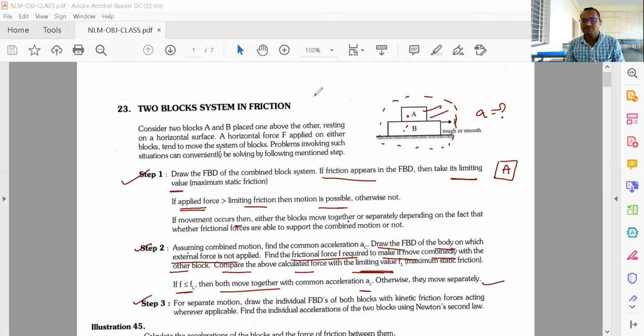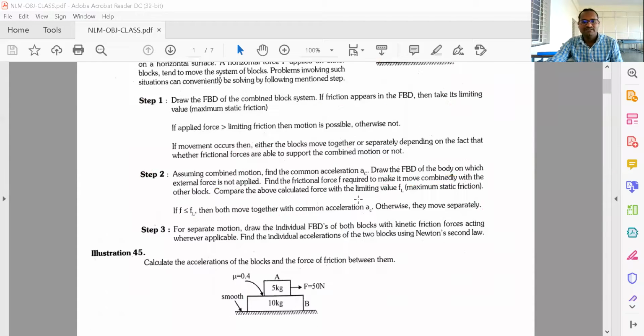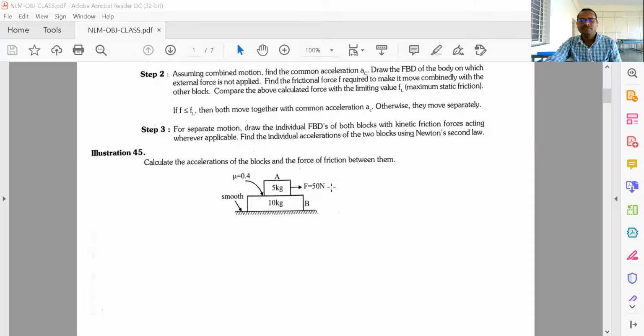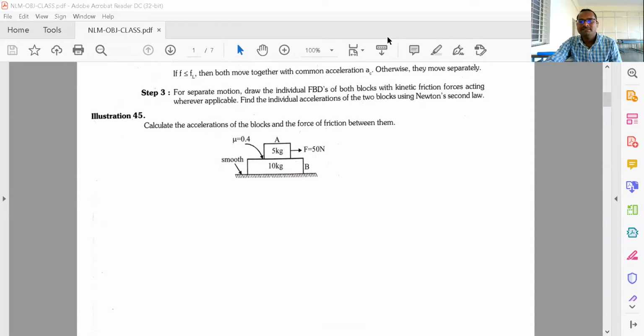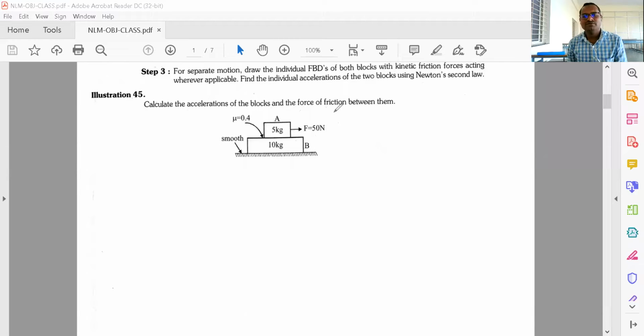Let us see this with one example. See, here one example is there. In this example, see the question they have given: calculate the acceleration of the blocks and the force of friction between them. So with what acceleration both the blocks will move and what is the force of friction between these two blocks, they have given.